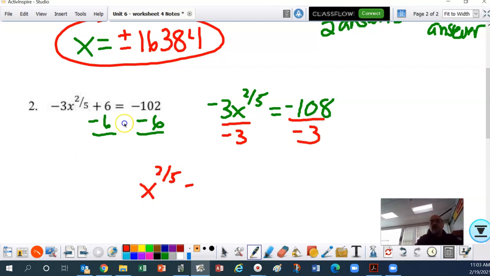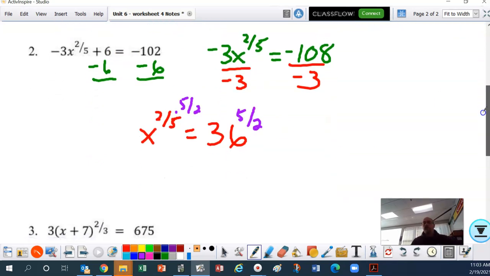X to the 2/5 is going to equal, let's see, negative 108 divided by negative 3. I'm just going to use this calculator, it looks like I got 36. Okay, now I'm going to do the reciprocal, 5/2. That's just going to become x to the first power equals, okay, again, I'm just going to use this calculator, it goes a little bit quicker. So 36, and I got to make sure I put a positive negative in front because that's an even numerator in that exponent.